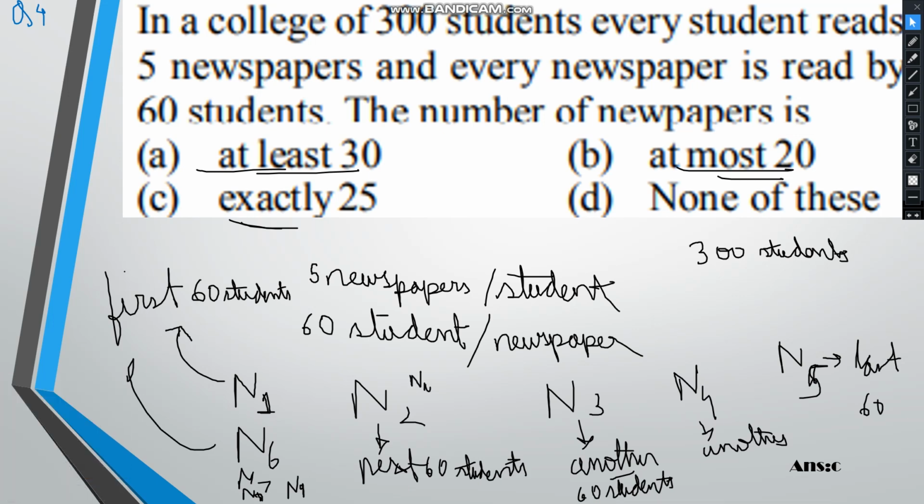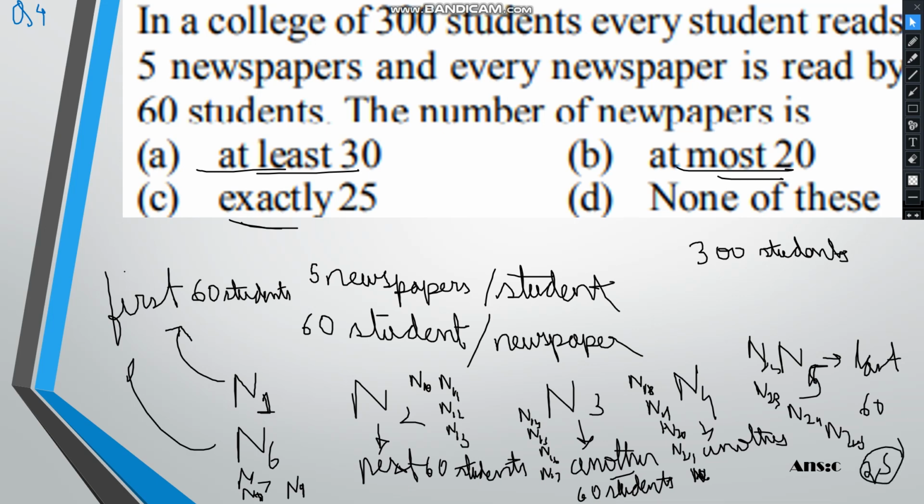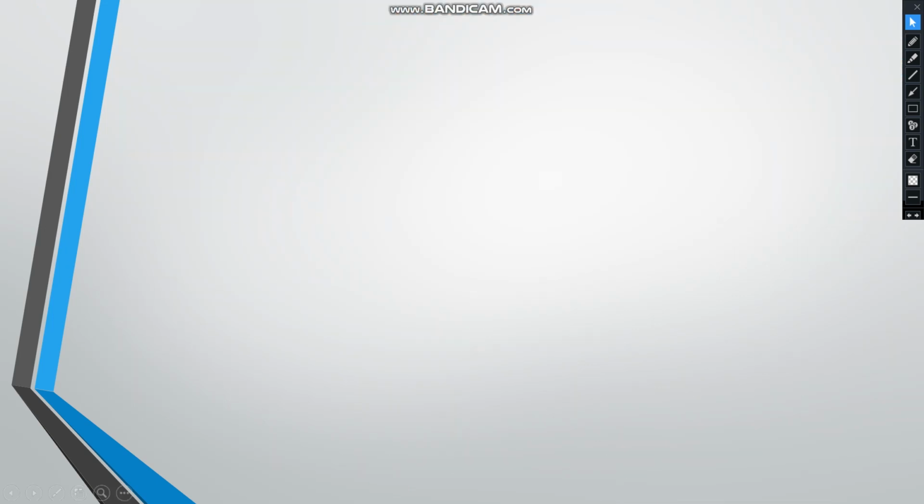Now let this be N10, N11, N12, N13. Let this be N14, N15, N16, N17. This be N18, N19, N20, N21, and N22, N23, N24, N25. So here come 25 newspapers, right? We will analyze the next case. What can it be?